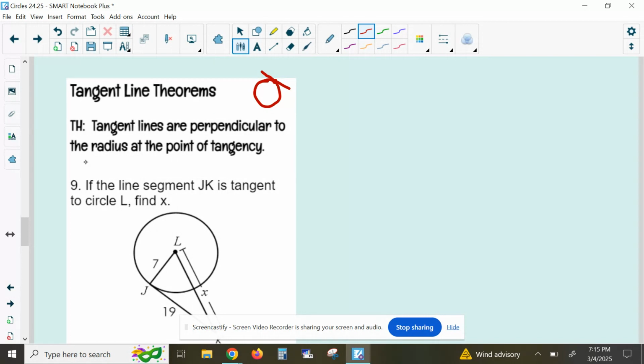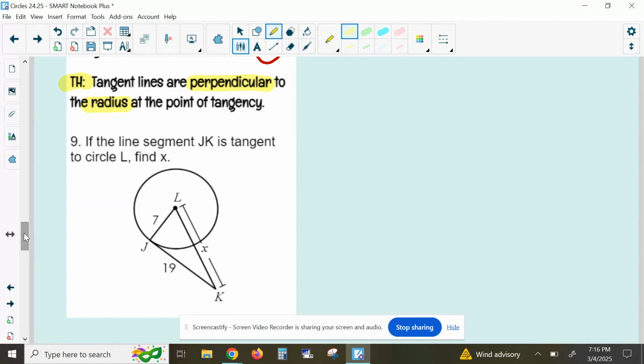So we do have two theorems about that we're going to talk about. The first theorem is that tangent lines are perpendicular to the radius. So perpendicular to the radius at the point of tangency. So at that little dot right there. So let's take a look at the picture that we have here. It says, if the line segment JK is tangent to circle L, find the value of x.